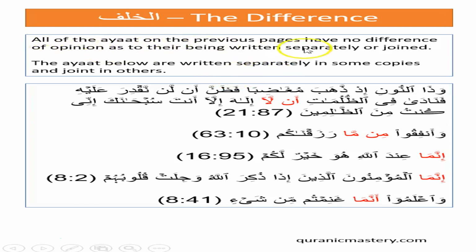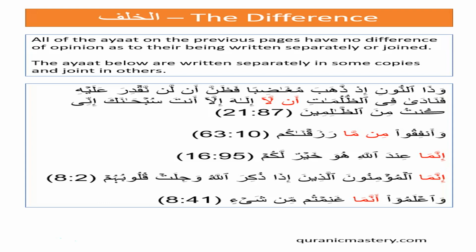So all of the ayat on the previous pages have no difference of opinion as to their being written separately or joined. Al-Maqtu' wal-Mawsul or Al-Qat' wal-Wasl. And the ayat below are written separately in some copies and joined in others. Now I just copied what I found on some of the online Quranic copies. So they are written like this because that's what I've copied and pasted from one of the Quranic copies available online.